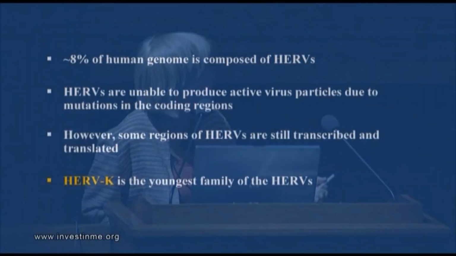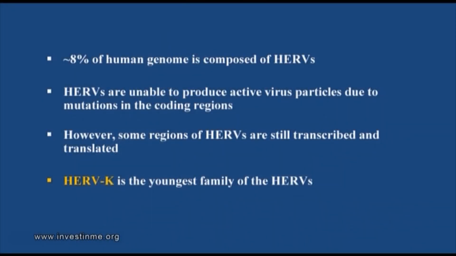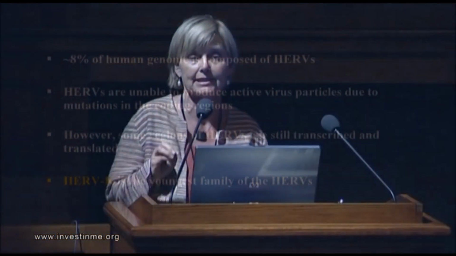I've already mentioned HERVs are unable to produce active viruses because they have many, many mutations. But still, you can find transcription and translation of some HERV genes within the genome. So what I mean is they can't assemble a complete infectious virus, but they can make various viral proteins. And for example, what you could envision is if you get infected with a retrovirus, that you can have recombination happening between an endogenous retrovirus and an infectious virus.